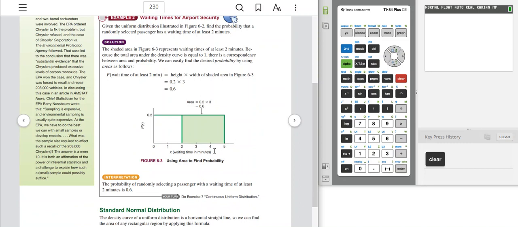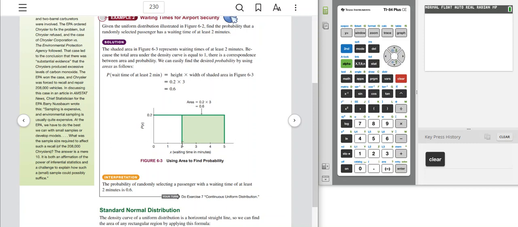And then he goes here and says, well, what if you want to find the area just between 2 and 5? Now, these are waiting times in minutes. So let's say that you wanted to find the odds that someone was going to have to wait between 2 and 5 minutes. Well, the probability of that would just be whatever area this is.